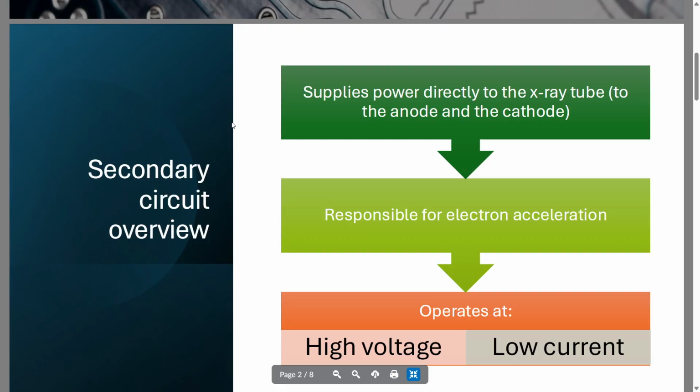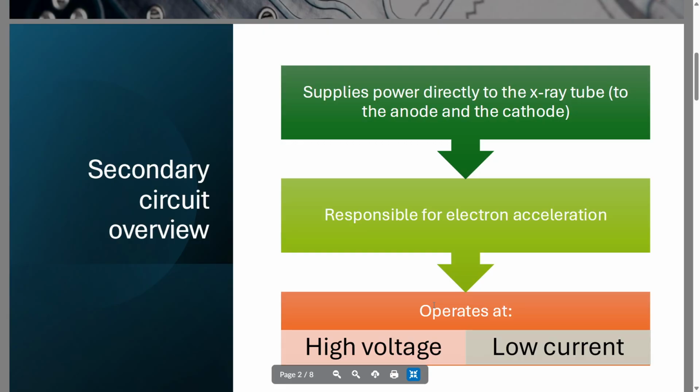Now remember when we talked about transformer law, we know that when we have high voltage, we have an inverse relationship with current. So current has to be low. Versus when we are in our filament circuit, we have a step-down transformer, so we have high current and low voltage. The high current allows us to supply more electrons to the cathode. And then at the secondary circuit level, we have higher voltage in the kVp range, the kilovoltage range, that allows us to accelerate that high quantity of electrons from cathode to anode.